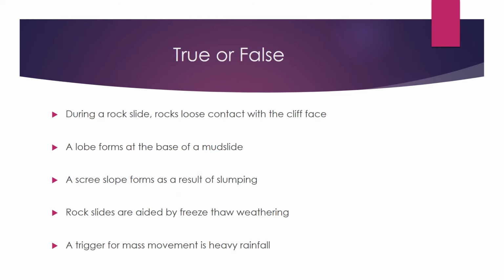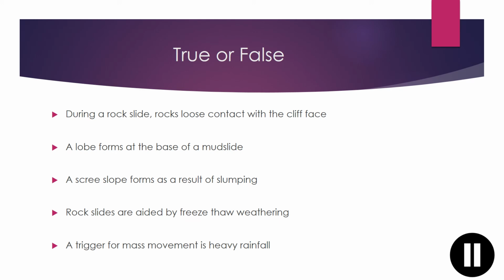Now that you have revised mass movement, let's see what you can remember. Are these statements true or false? During a rock slide, rocks lose contact with the cliff face. A lobe forms at the base of a mudslide. A scree slope forms as a result of slumping. A rock slide is aided by freeze-thaw weathering. A trigger for mass movement is heavy rainfall. Pause the video now before the answers are shown.